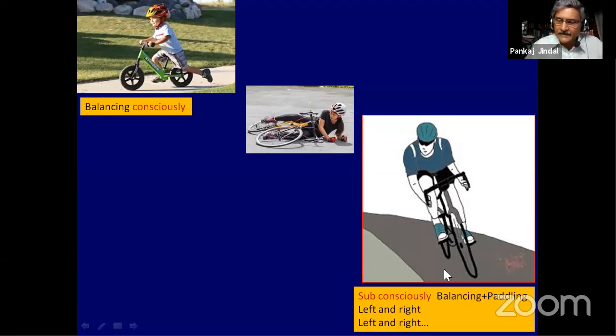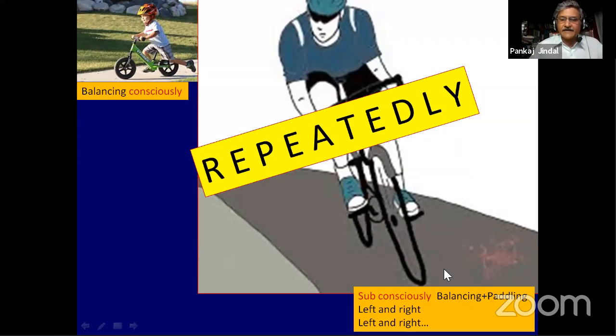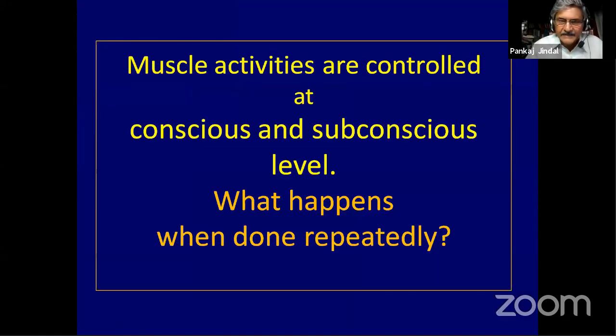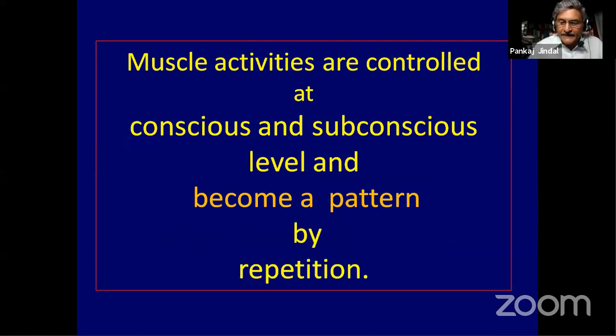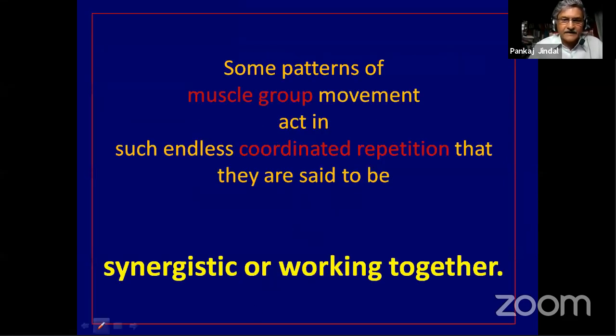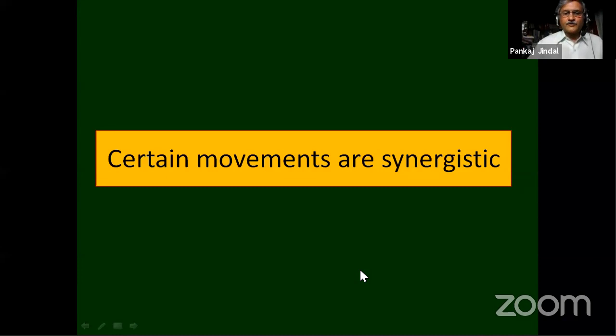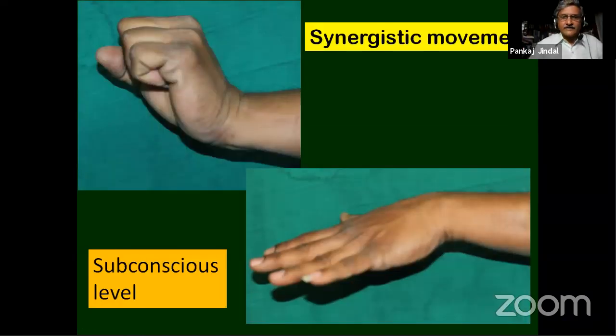He keeps doing this, and this is a repeated activity. With this activity happening repeatedly, it becomes a pattern. And what is this pattern? This pattern is what is called a synergy. This is synergistic, or working together. So certain movements become synergistic. And what is this synergistic movement? The wrist extension and finger flexion, and this is happening at a subconscious level.